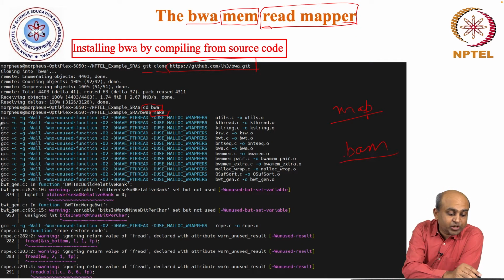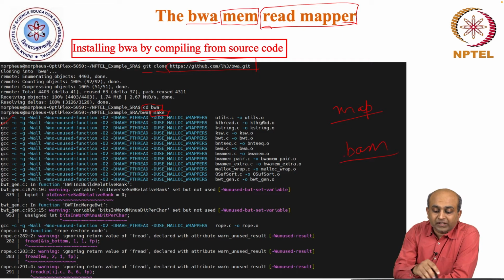You see a GCC compiler being called, and it is compiling these different source code files. These are the different C program files that have been downloaded from the GitHub repository. All of them are being compiled, and you may get some warnings. Sometimes you may even get errors which you may have to fix, but once it completes without any errors, it will give you the binaries.